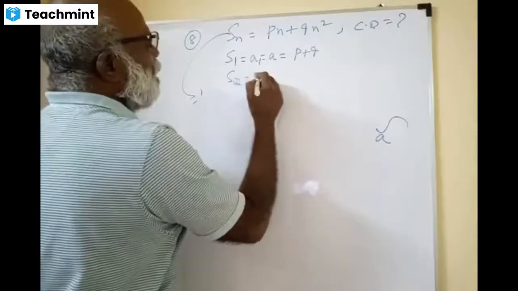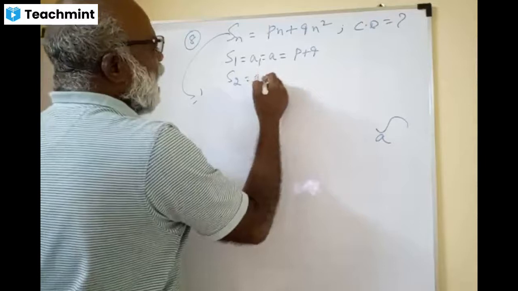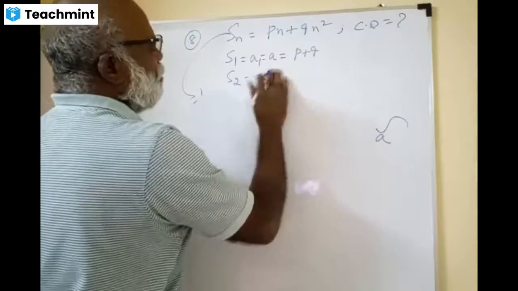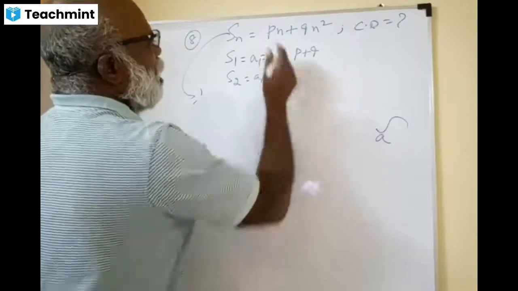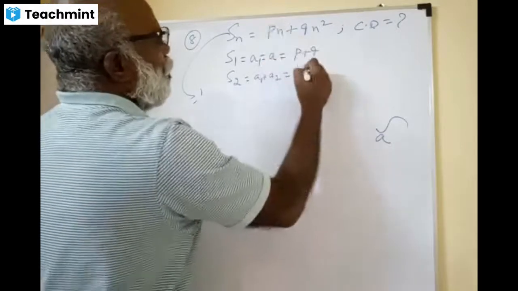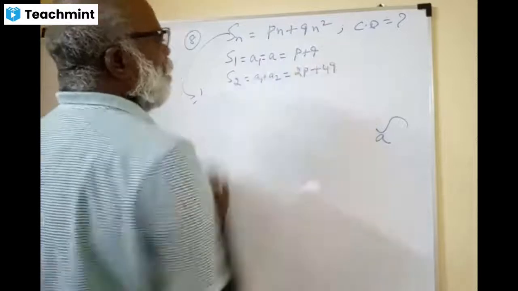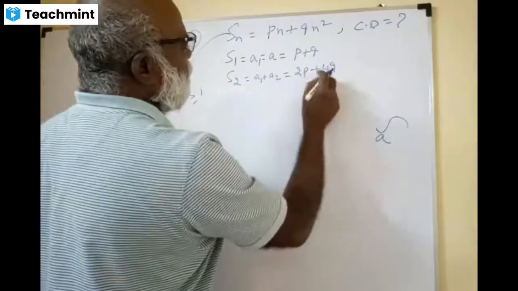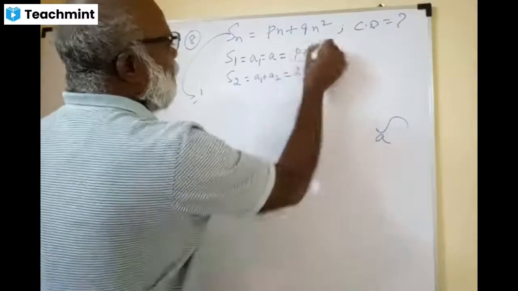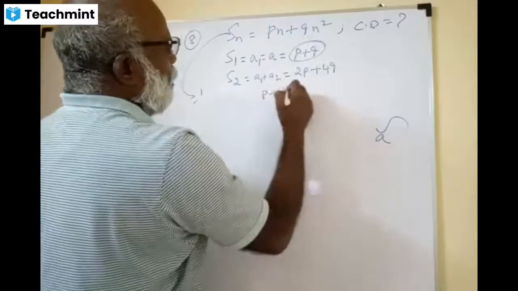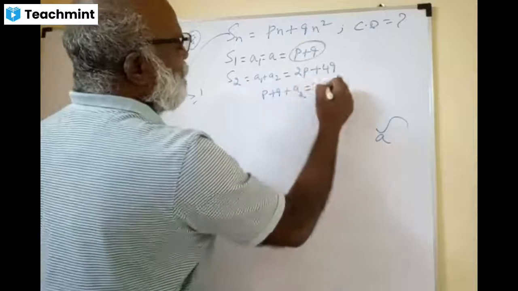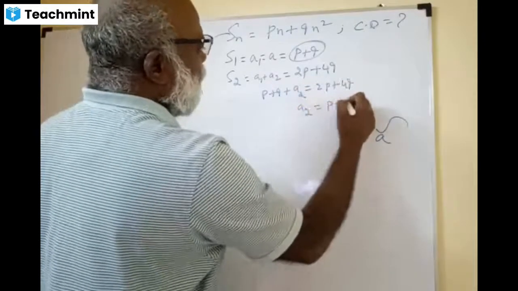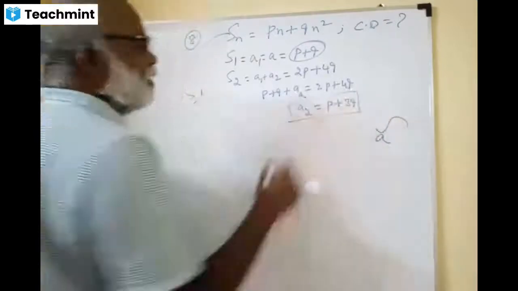S2 means what? A and A plus D, right? The sum of the first term and second term. Put n equal to 2 here, you get 2P plus 4Q. Do you agree? Now A1 plus A2 is this. A1 equals P plus Q, so A1 plus A2 is 2P plus 4Q. So A2 equals P plus 3Q. Wow, look at this.